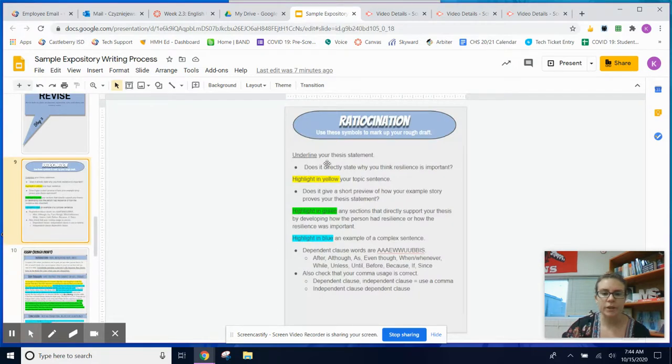After that, you're going to go through and you're going to use these ratiocination instructions. So underlining your thesis statement, highlighting your topic sentence, highlighting in green any sections that directly support your thesis, and in blue, any example of complex sentences. I just went through and found a couple that used the AWUBIS words. I don't know if I did all of them, but I just wanted to make sure I had one in there so I at least have some sentence variety.